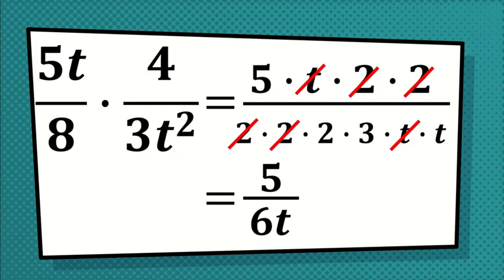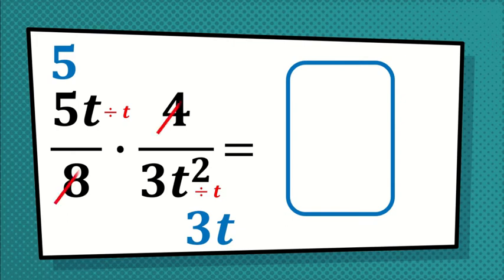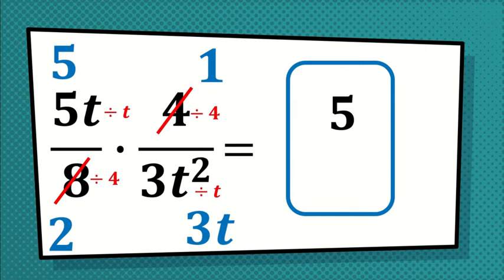Or, in showing the cancellation, we have to get the GCF of the numerator and the denominator. So, 5t and 3t squared, GCF is t. So, we divide them by t. 5t divided by t is 5. 3t squared divided by t, by applying the laws of exponents, we have to subtract 1 from our exponent. So, we will have 3t only. And then 8 and 4, GCF is 4. 4 divided by 4 is 1. 8 divided by 4 is 2. Multiply the remaining factors. We have 5 times 1 is 5. Denominator 2 times 3t is 6t. Same answer as we have from our previous method.